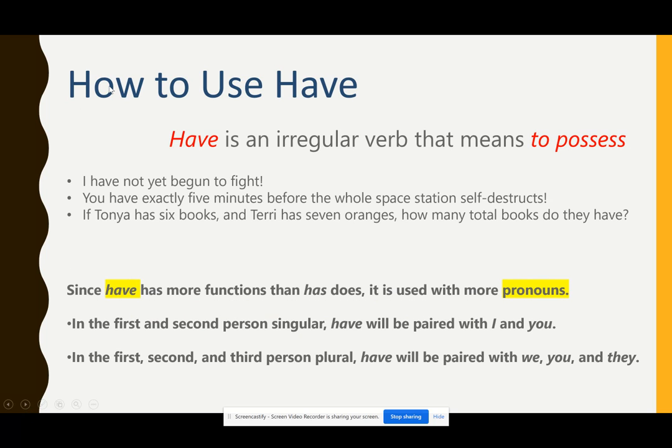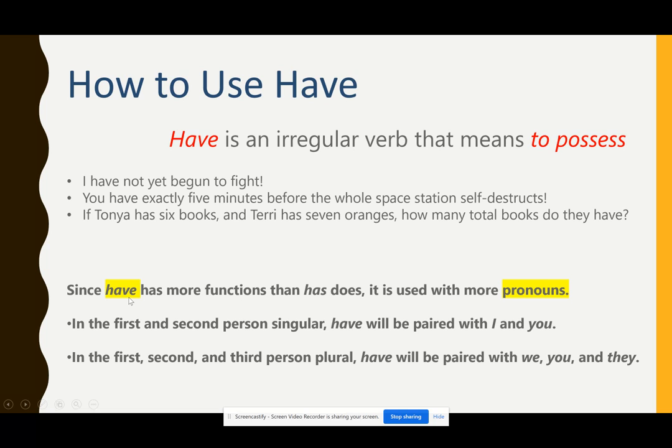Okay, let's look at how we're going to use the word have. Have is an irregular verb that means to possess. I have not yet begun to fight. You have exactly 5 minutes before the whole space station self-destructs. If Tanya has 6 books and Terry has 7 oranges, how many total books do they have?